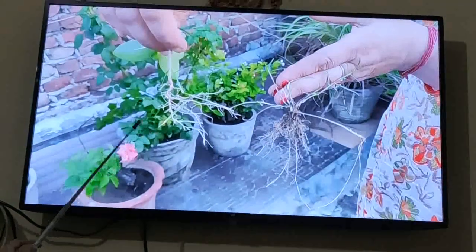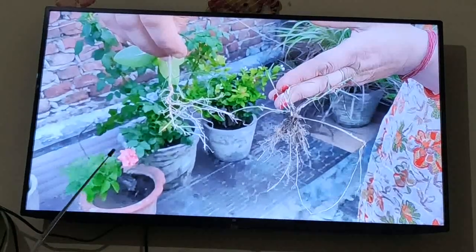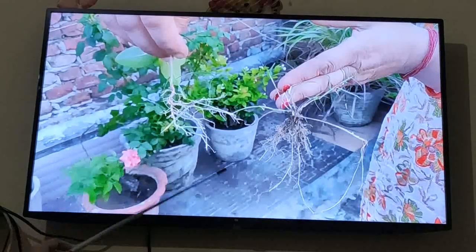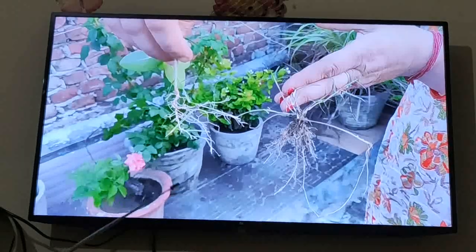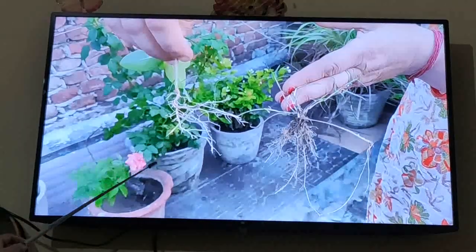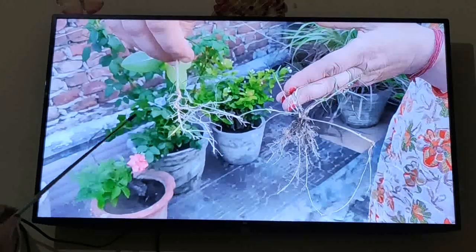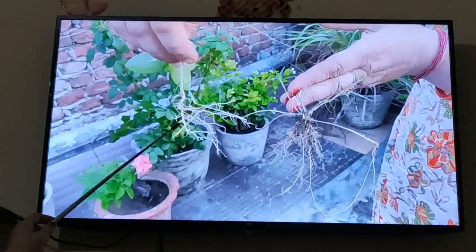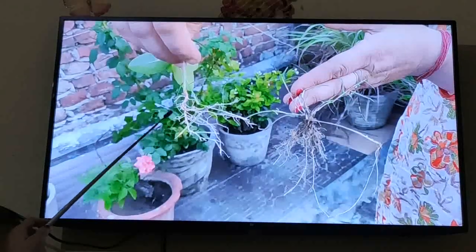The difference between taproot and fibrous root. Look over here. A taproot is a straight, tapering root which grows vertically down in the soil and gives out branches on all sides. The taproot is the main root, and the smaller roots are called the lateral roots. So this is the difference between taproot and fibrous root.